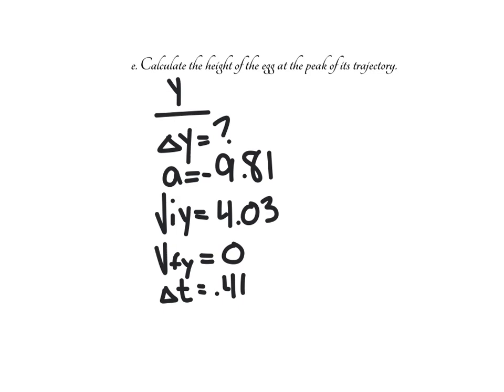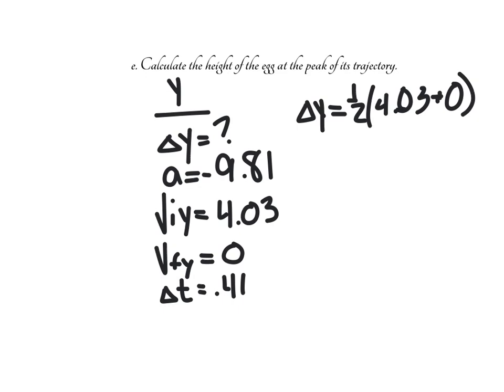Okay, so I'm going to choose this equation right here. The displacement is 1/2 times VI, which is 4.03, plus 0, times our time, which is 0.41. And that gives me a displacement of 0.83 meters high at the peak of its trajectory.